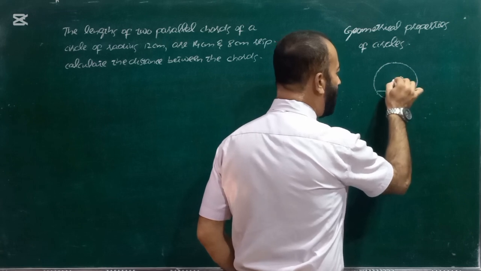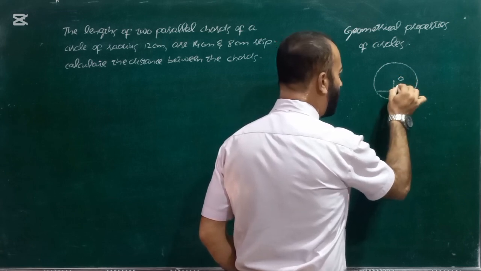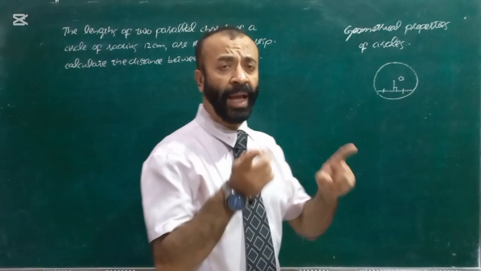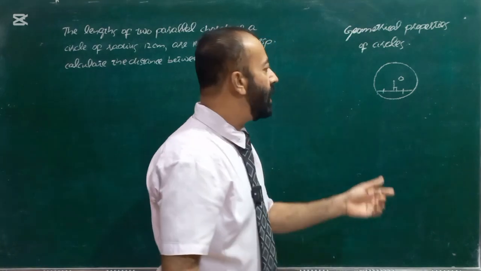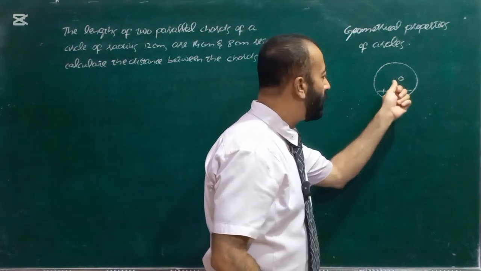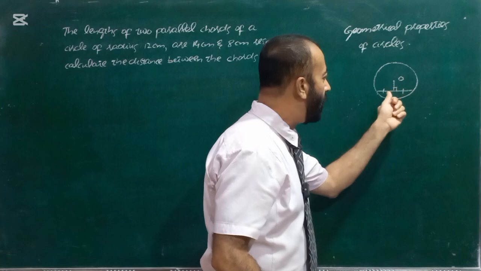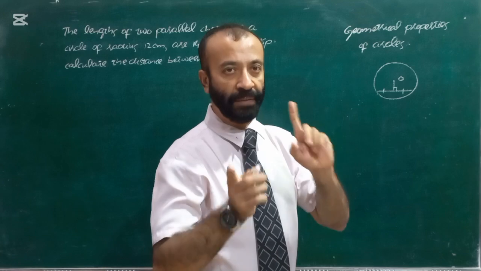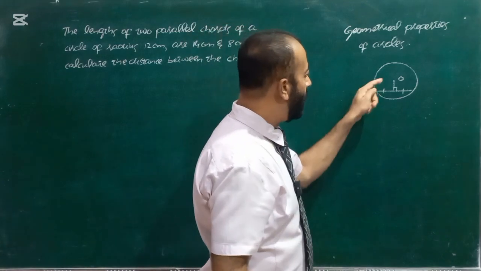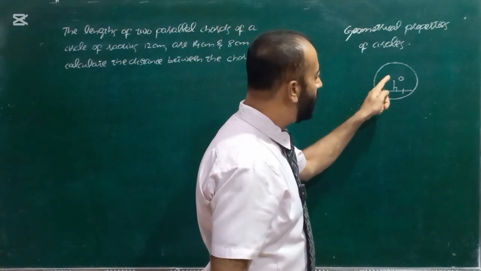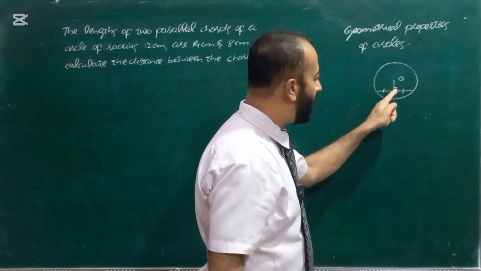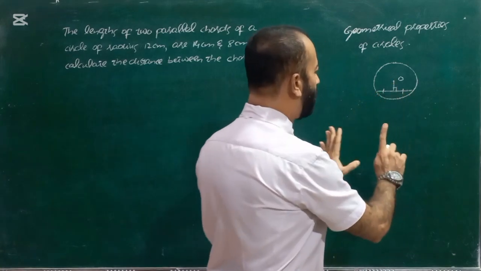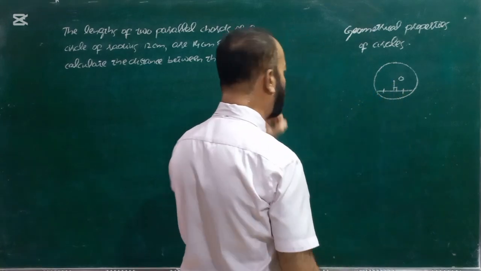If we draw a perpendicular from the origin to the chord, the chord will be bisected. And the reverse is also applied. If a line is drawn from the origin to the chord, and if the chord is bisected, the line will be perpendicular. So the reverse is also applied. So listen again. If a line from the origin to the chord is drawn that is perpendicular, the chord will be bisected. And if the chord is bisected, the line from the origin to the chord will be perpendicular.